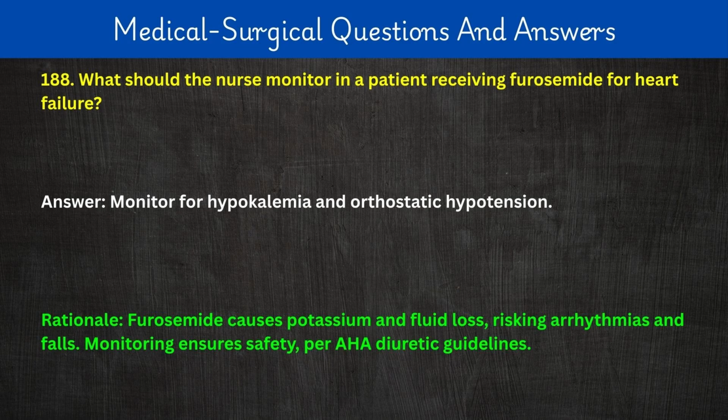188. What should the nurse monitor in a patient receiving furosemide for heart failure? Answer: monitor for hypokalemia and orthostatic hypotension. Rationale: furosemide causes potassium and fluid loss, risking arrhythmias and falls. Monitoring ensures safety, per AHA diuretic guidelines.